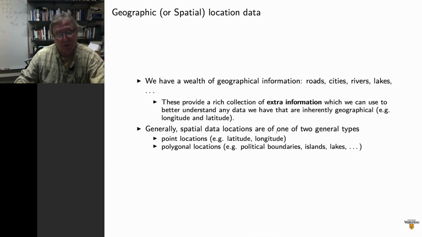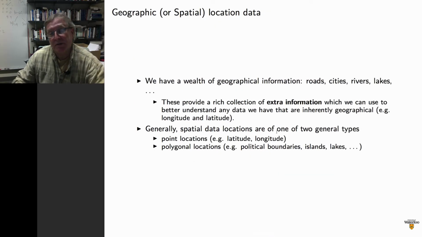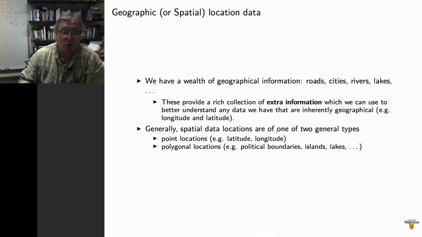So an advantage of using maps is that they often come with a host of information. So we have lots of information about roads, cities, rivers, lakes, and there's lots and lots of extra information that is immediately available to us. And never before in our history have we had such a great amount of information. So it's generally a good idea to make use of maps where we've got data that are spatially located.